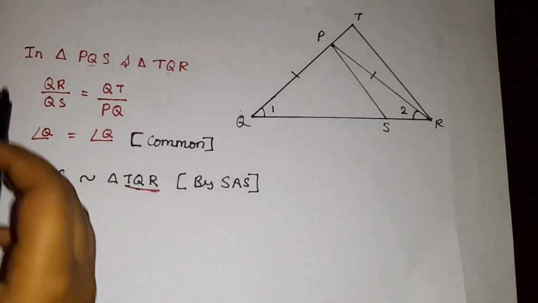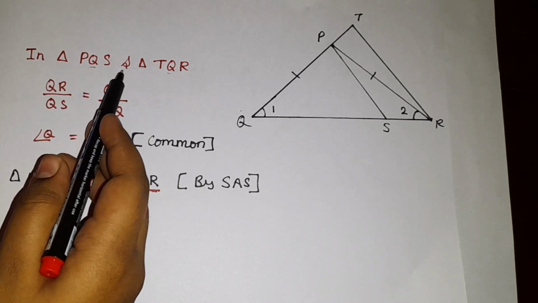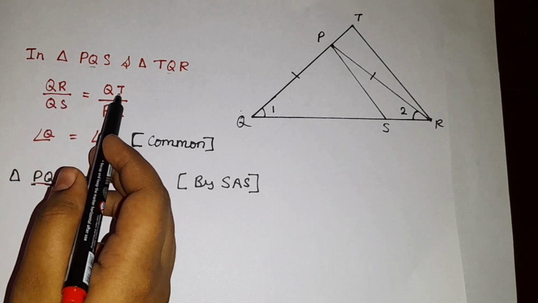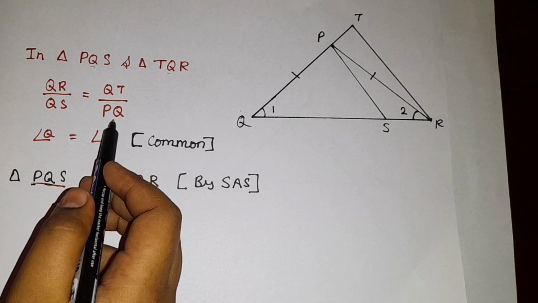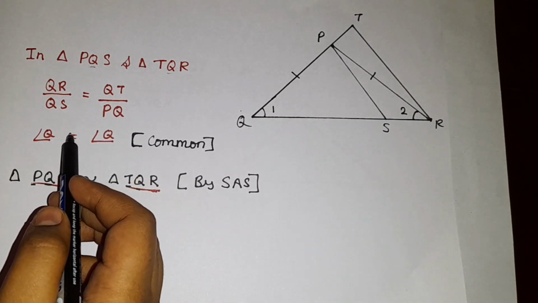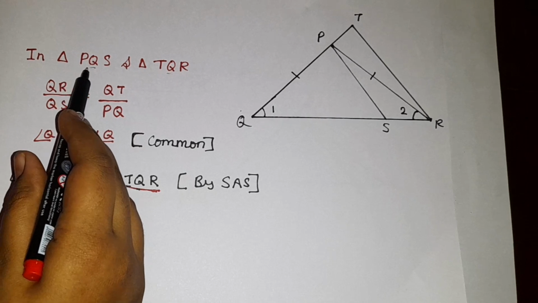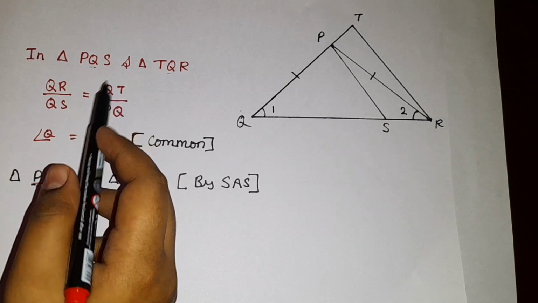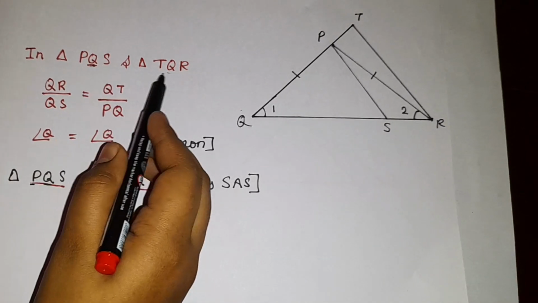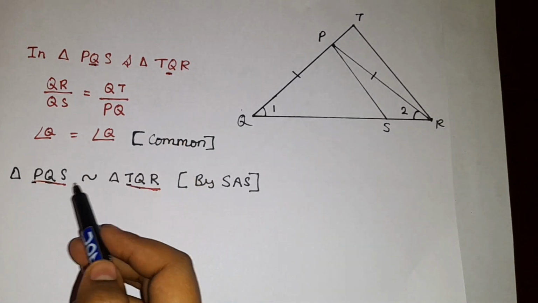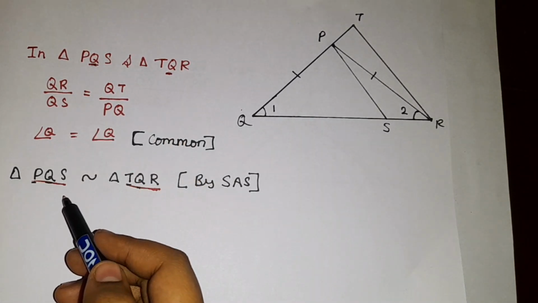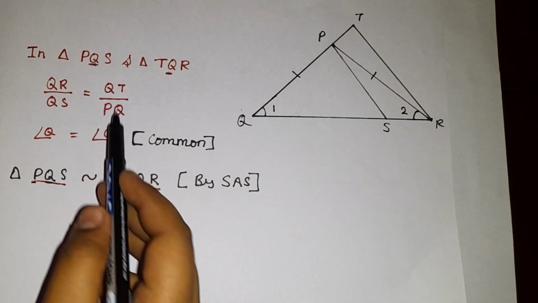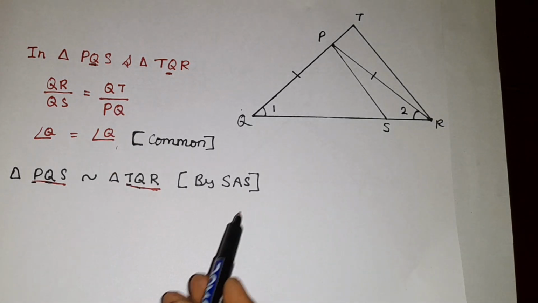And then I took triangle PQS and triangle TQR, in which QR by QS is equal to QT by PQ. So instead of PR I substituted PQ. Why? Because then only we'll get the answer. These values are lying on triangle PQS and triangle TQR. That's why I took these two triangles. And then I found that angle Q is equal to angle Q, because it is common. So just because I got these values, I proved it is similar. By which criterion? SAS. I can use this criterion here. So by that criterion I solved it.